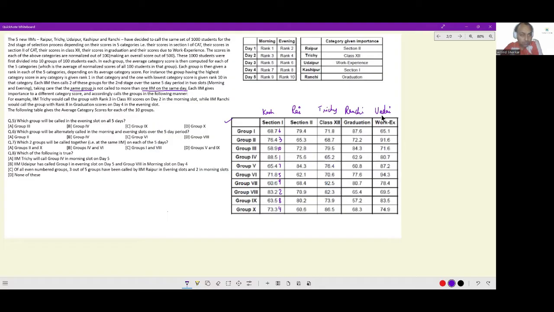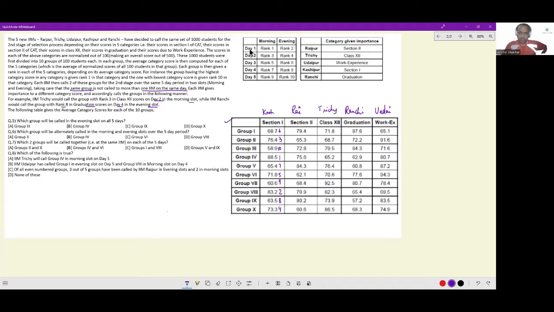And how do they call them? IIM Trichy would call the group with rank 3 in class 12 scores on day 2 morning slot. While IIM Ranchi would call the group with rank 8 in graduation scores on day 4 in the evening slot.